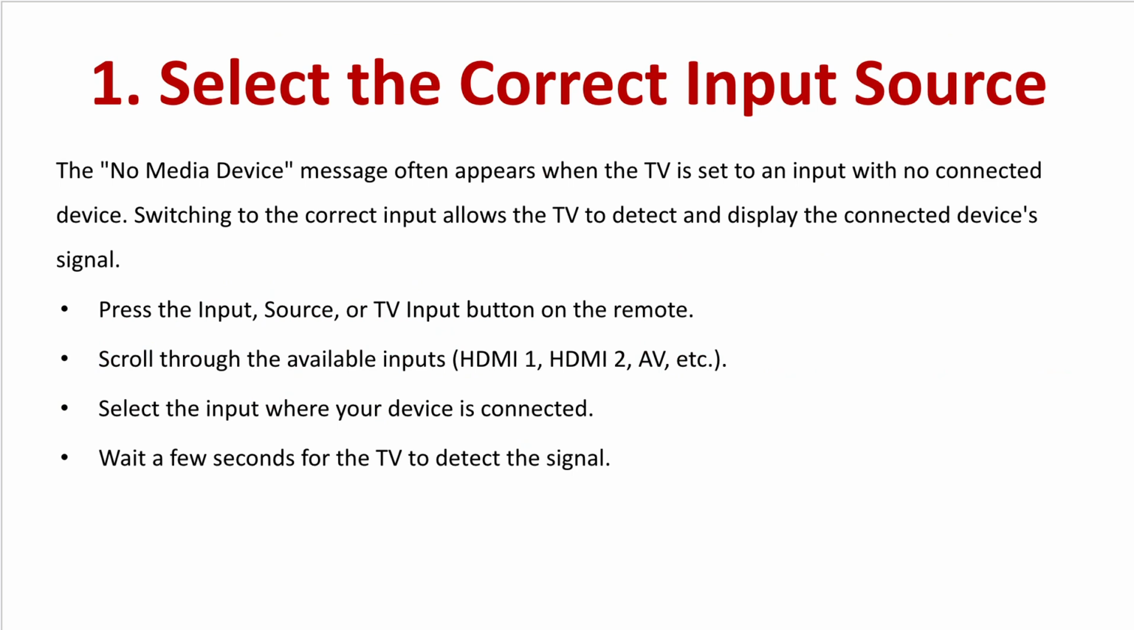Select the correct input source. The no media device message often appears when the TV is set to an input with no connected device. Switching to the correct input allows the TV to detect and display the connected device signal.